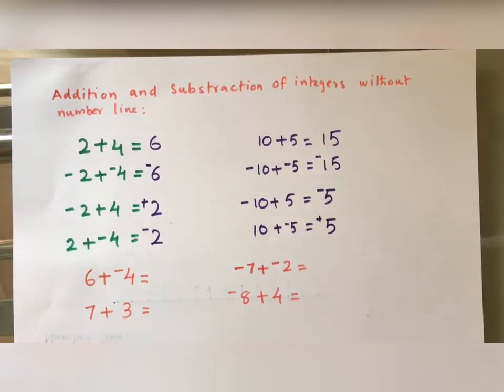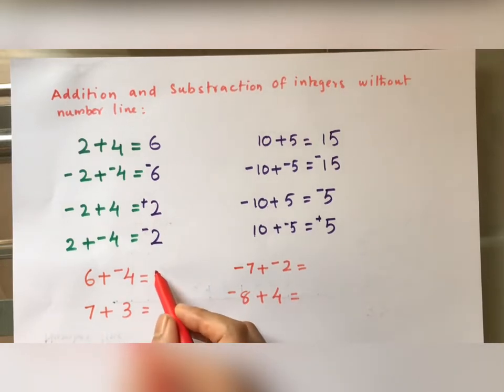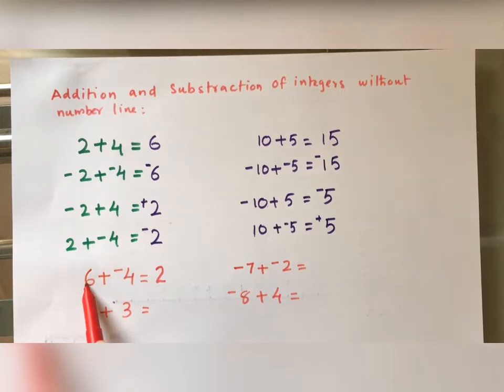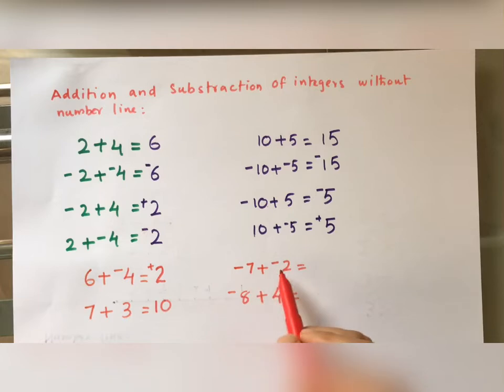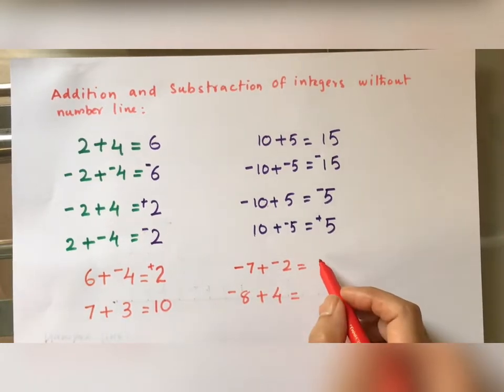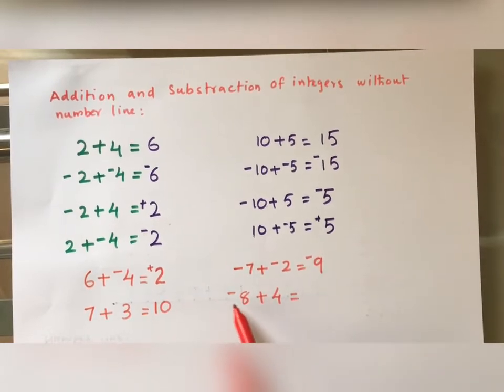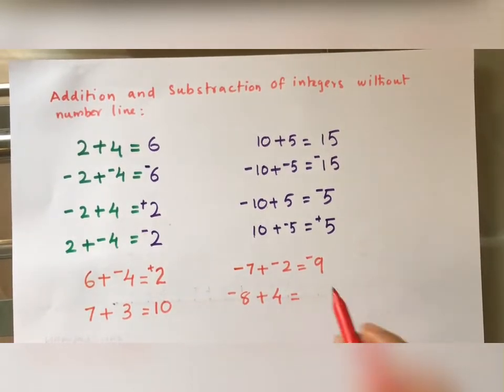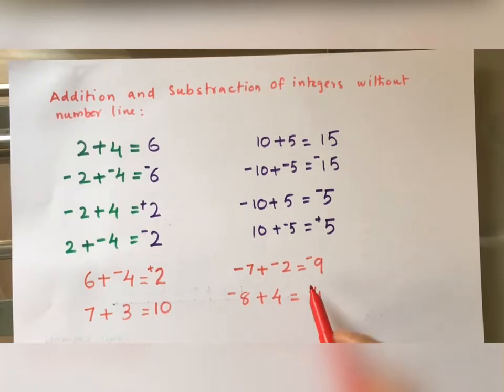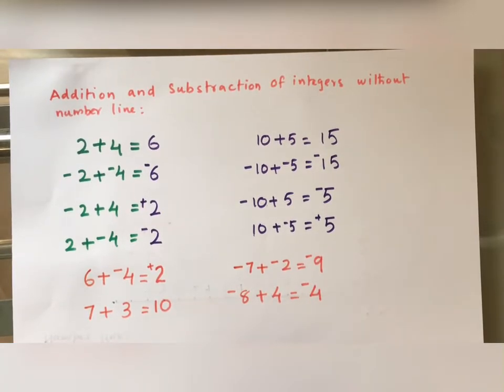Now we will see more examples. Here 6 is positive, 4 is negative. So we need to subtract. 6 minus 4 is 2 and the big number's sign is positive. So 2 will be positive. Here both numbers are positive, so we just need to add and keep the same sign. Here both numbers are negative, so you should add and keep the same sign. Here 8 is negative and 4 is positive, so subtract, then keep the big number's sign, that is negative.